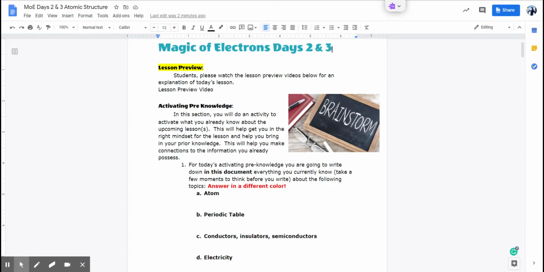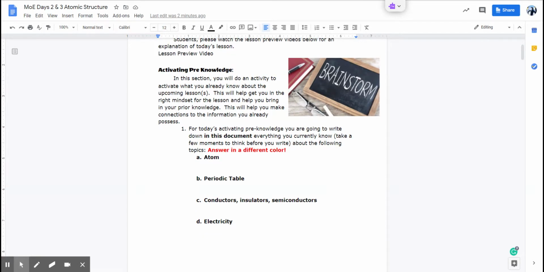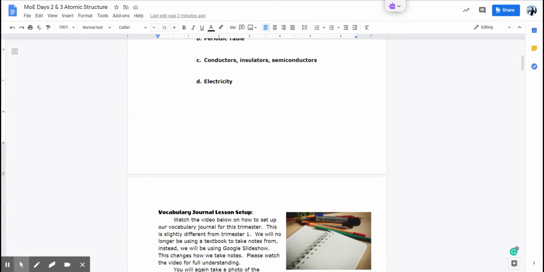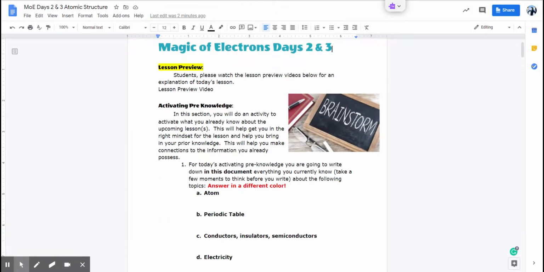First thing, you're going to write down things that you already know about these 4 topics: the atom, the periodic table, conductors, insulators and semiconductors, and electricity. Please don't write, I don't know. At least think for a minute before you start to type, because it's important that you think before we start the lesson. The more you can activate what you already know, the more connected you are going to be to what we're learning.